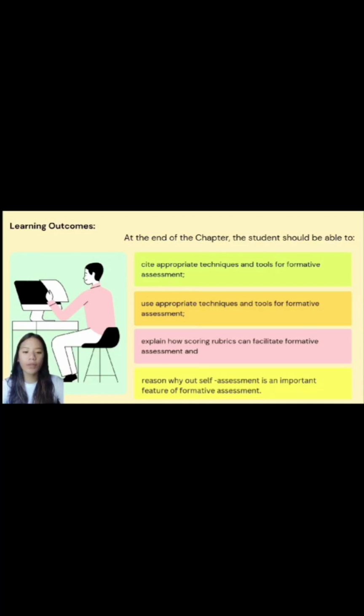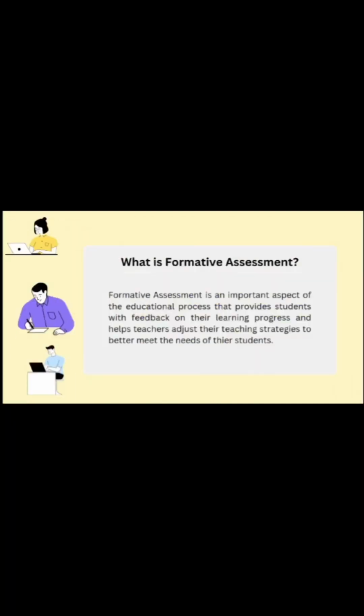At the end of the chapter, the student should be able to, first, cite appropriate techniques and tools for formative assessment. Number 2, use appropriate techniques and tools for formative assessment. Number 3, explain how scoring rubric can facilitate formative assessment. And the last one is to explain why self-assessment is an important feature of formative assessment.